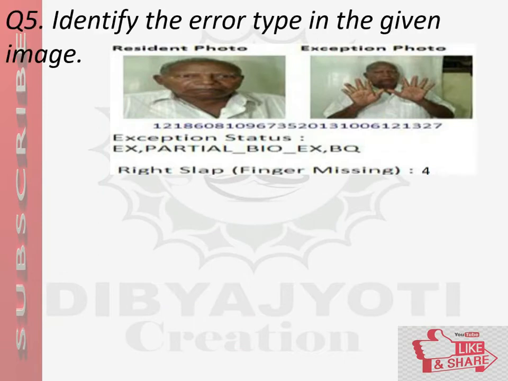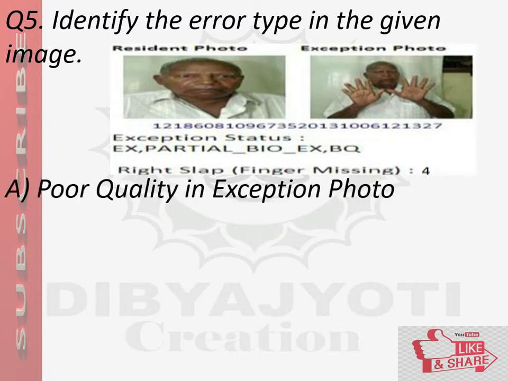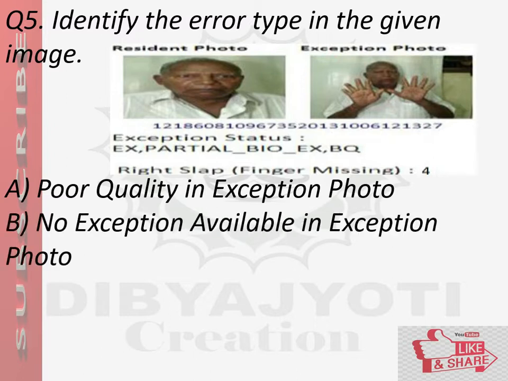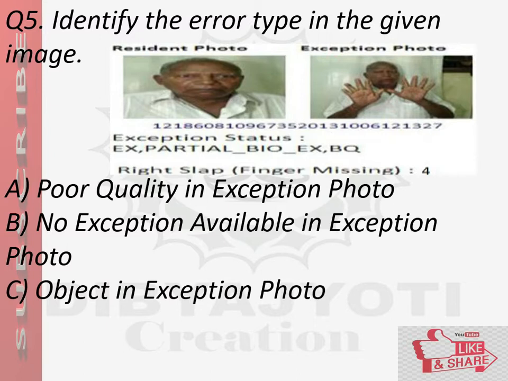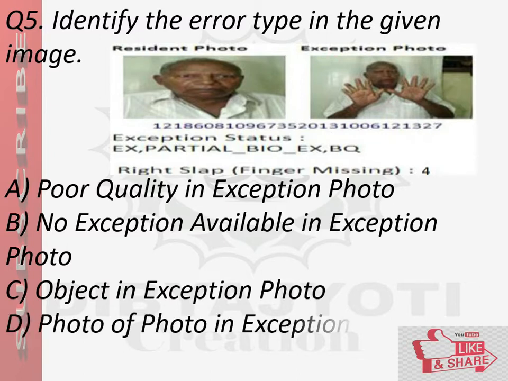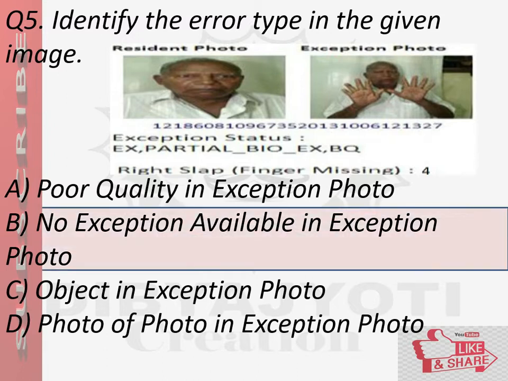Next, identify the error type in the given image. Options are: Option A, poor quality in exception photo. Option B, no exception available in exception photo. Option C, object in exception photo. Option D, photo of photo in exception photo. And the answer is option B, no exception available in exception photo.